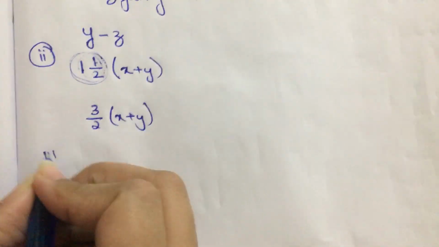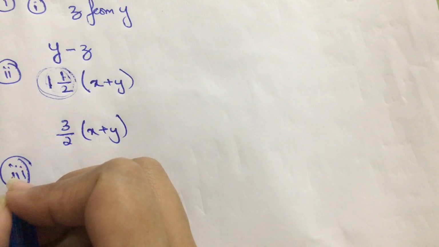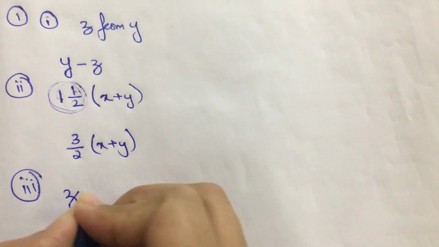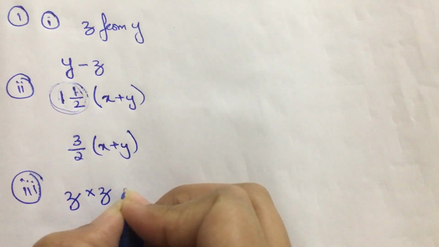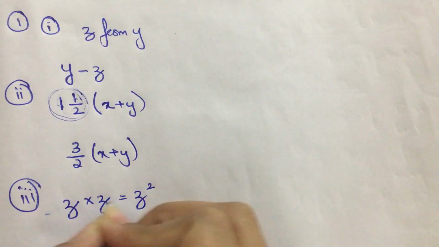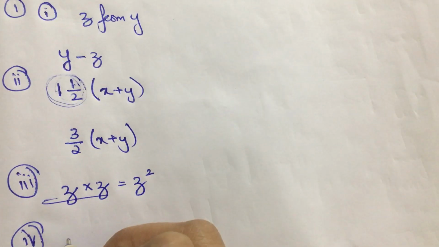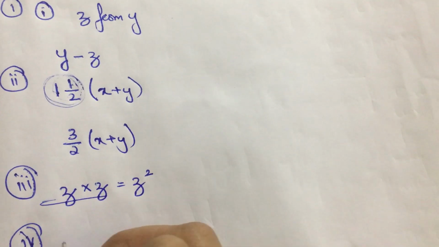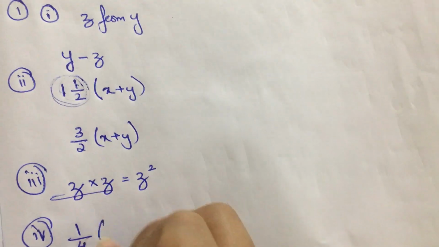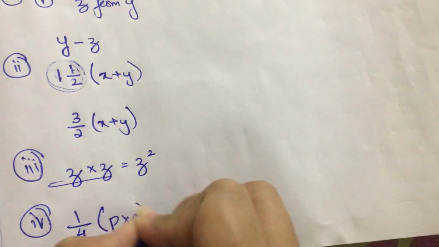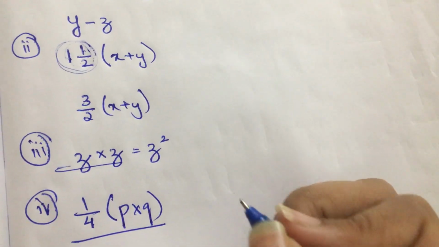Okay, going to the third one, it says the number z multiplied by itself. There is a number z which is multiplied by itself, so z into z becomes z square, or you can just write z into z as well. Going with the fourth one, it says 1/4 of the product of p and q. Of means multiplication, so p times q. This is how you're going to represent it.